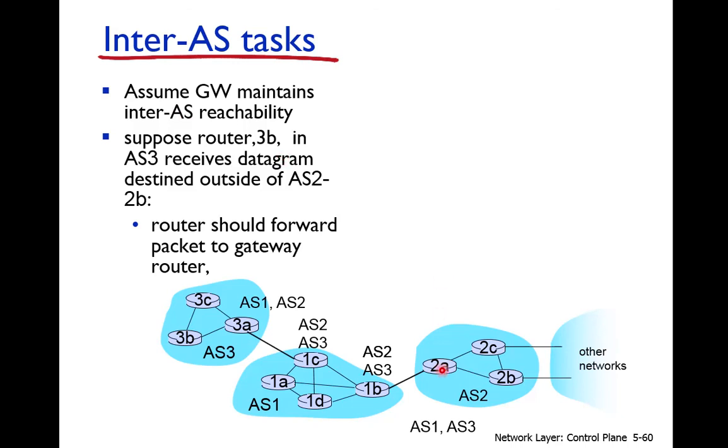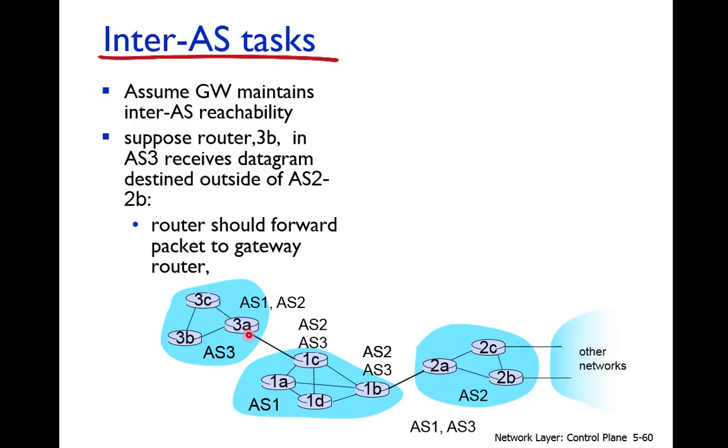You can see that this is the gateway 1B. It is connected with autonomous system 2, so it will have the information that it is connected with autonomous system 2, and this gateway also has the information that this autonomous system is connected with autonomous system number 3. Okay. Similarly, this gateway has information that it is connected to autonomous system number 3 as well as to autonomous system number 2. Let's suppose that the gateway maintains the inter-autonomous system reachability.